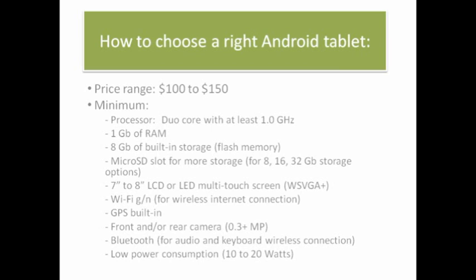Now the key important thing with that 120 bucks is you have to have the bang for the buck, right? You want everything in here to be worth 120 bucks. So here's what you need to look for. Number one, you need to look for the processor. The processor has to be at least a dual core, a minimum of 1 gigahertz. In fact, this one is 1.2 gigahertz.